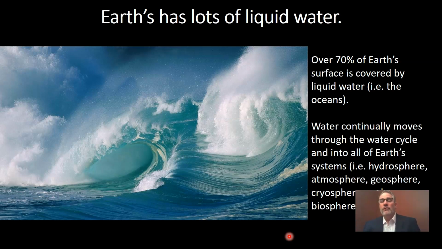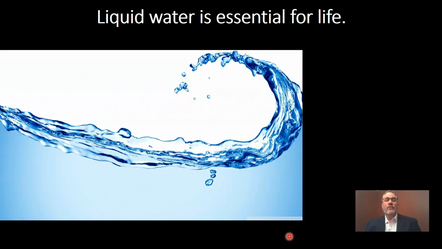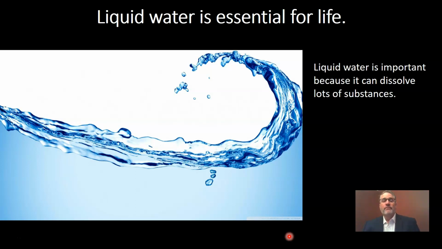Of course, this water is continually moved. It's not just in the ocean. This water continually moves through the water cycle. It moves into all of those Earth systems that we've already talked about this year. Of course, it moves into the atmosphere, the geosphere, the cryosphere, and the biosphere. So water, we find it almost everywhere on Earth. And scientists believe that liquid water may be essential for life. It is certainly essential for the type of life that we have here on Earth.